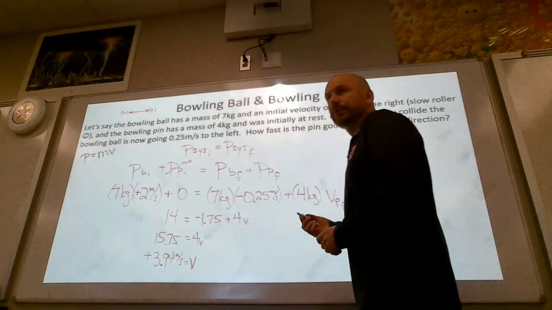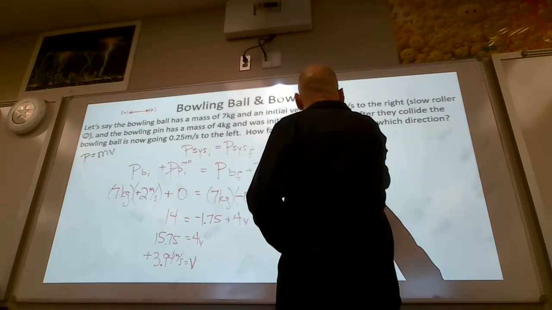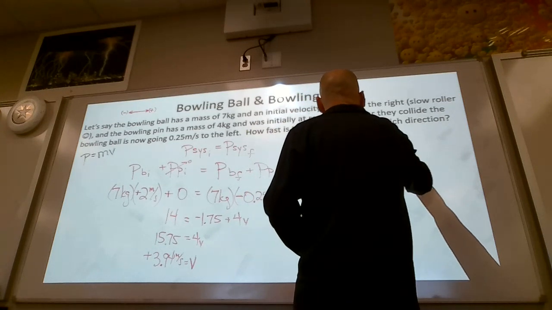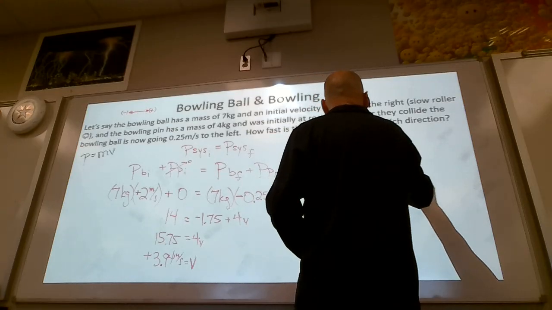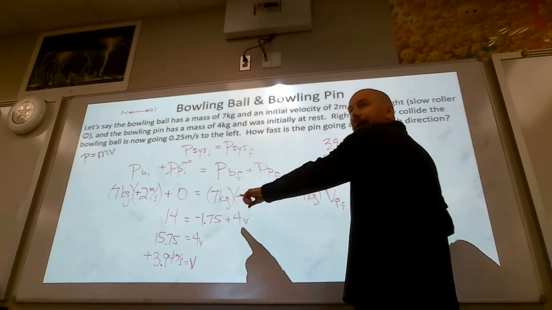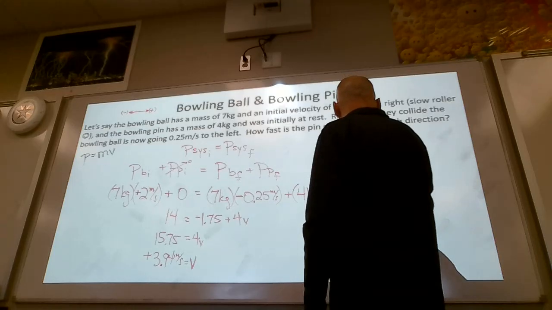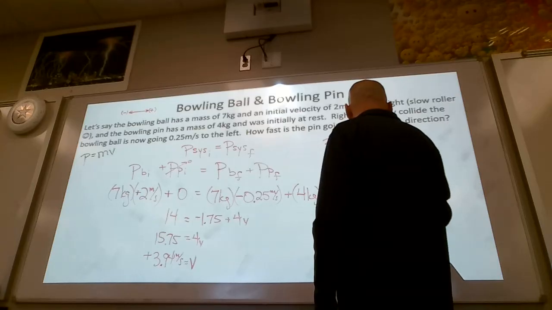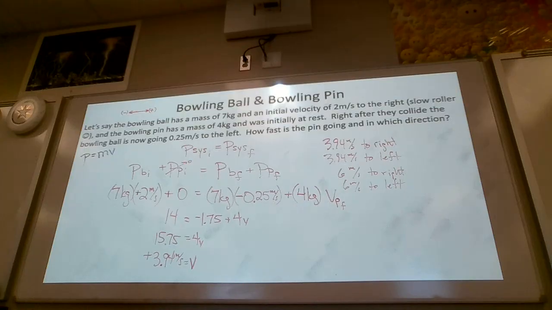Here are going to be your answers on the multiple choice. It's going to be 3.94 meters per second to the right, 3.94 meters per second to the left, and then I'll have an answer calculated if you forgot that negative sign. Let's say it was 6 meters per second to the right, 6 meters per second to the left. That's what your choices are going to look like.